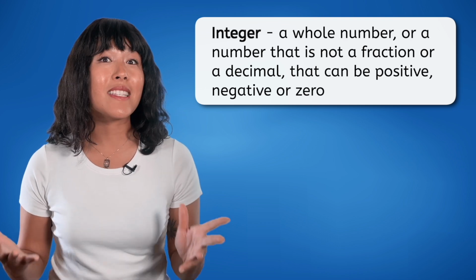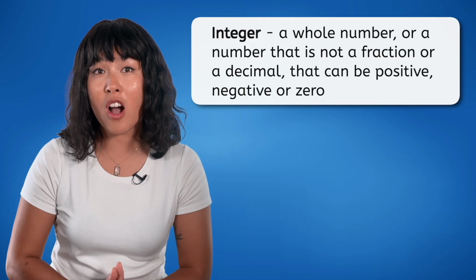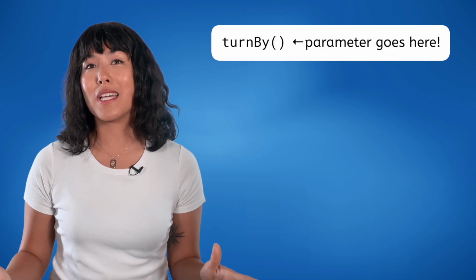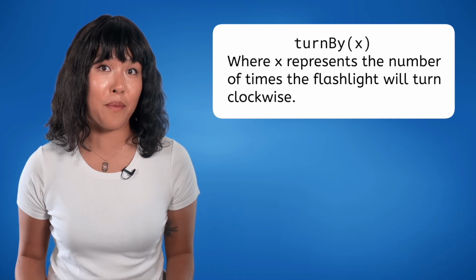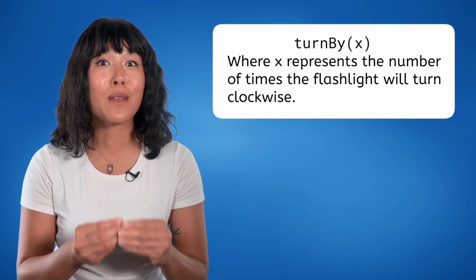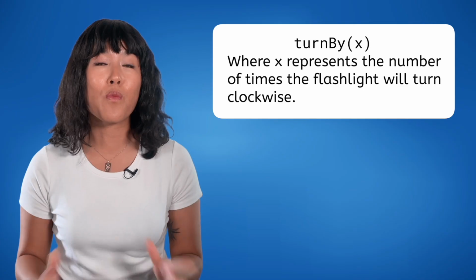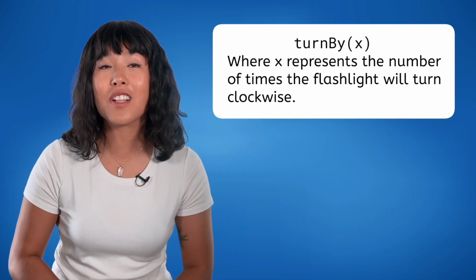So, what is the syntax for sending a parameter along with our function call? Well, let's take a look. As you can see, those parentheses at the end of our function call is the place where our parameters go. In this case, since we are sending one parameter, we just type the number into the parentheses of the turn by function that represents how many times we want the flashlight to turn in a clockwise motion. Here, we are asking the computer to turn the flashlight clockwise 2 times.